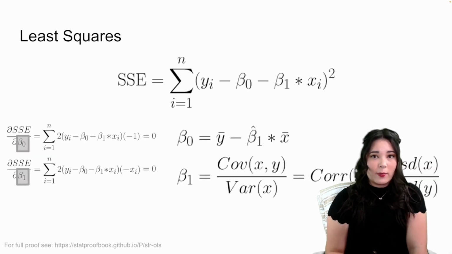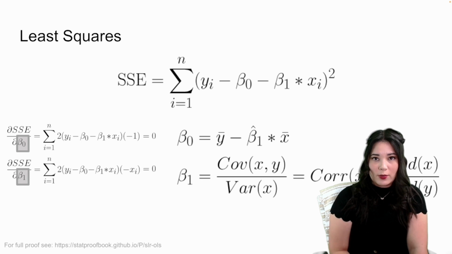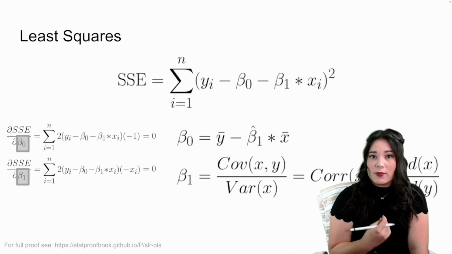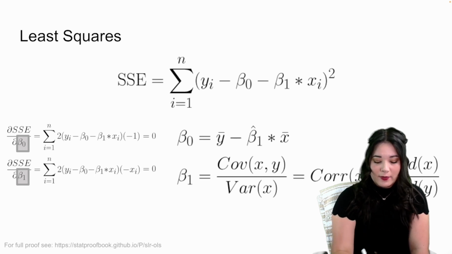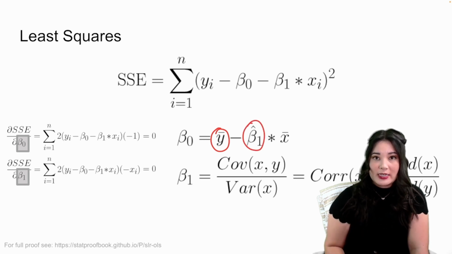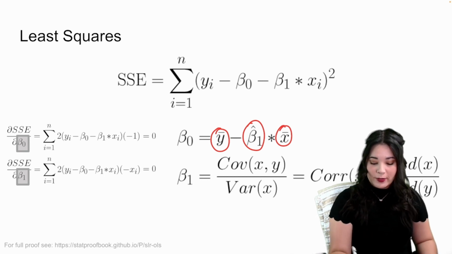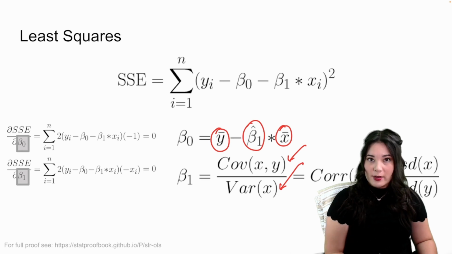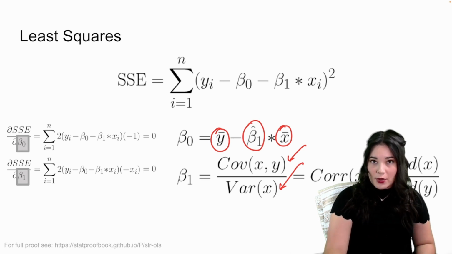Again, not going to make you do the math by hand, but if you did, and you can check out the full proof at the link below, you can see that we can figure out exactly the value of our different parameters. For the intercept, the value is going to be the average outcome value minus the predicted coefficient times the average input value. For the coefficient, we can see that it's going to equal the covariance of our input and our output divided by the variance of our input. If you do a little bit of algebra, you can also show that this is equal to the correlation of our two variables times the ratio of their standard deviations.